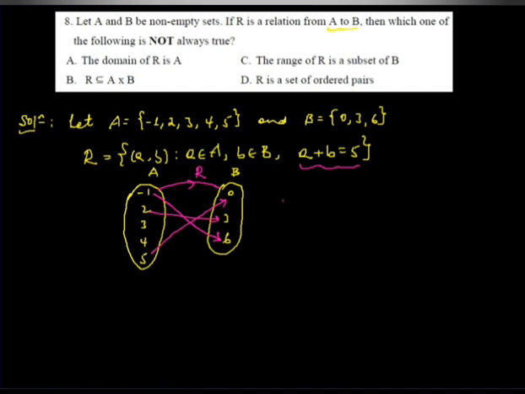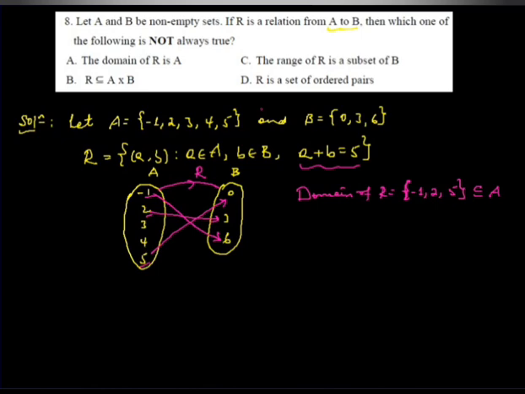If we look at the domain of this relation, the domain of R is minus 1, 2, 5. It's not the set A. The domain of this relation is only a subset of A. So A cannot be always true. Set A has 5 elements, while the domain of R has only 3 elements: minus 1, 2 and 5. So A cannot be always true.